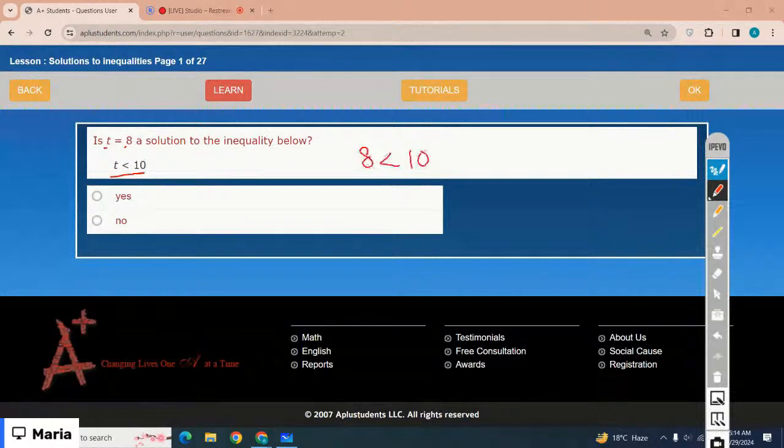8 is less than 10? Yes or no? Yes, it is, right? 8 is less than 10. That means T equals 8 is the solution of the inequality. Got it? The correct option is yes, T equals 8 is the solution of the inequality below. Got it?